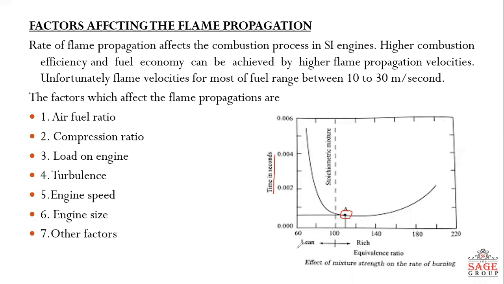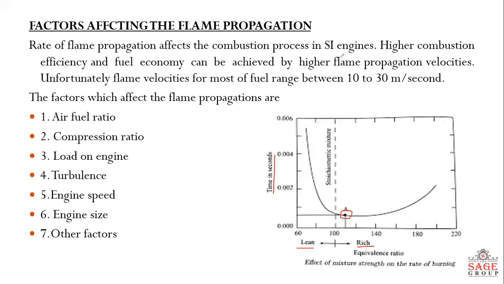When a mixture is made leaner or richer, we can see the flame speed is decreasing, or the time taken for combustion is increasing. Less thermal energy is released in case of a lean mixture, resulting in lower flame temperature, whereas a very rich mixture may lead to incomplete combustion, which again results in less heat energy released.